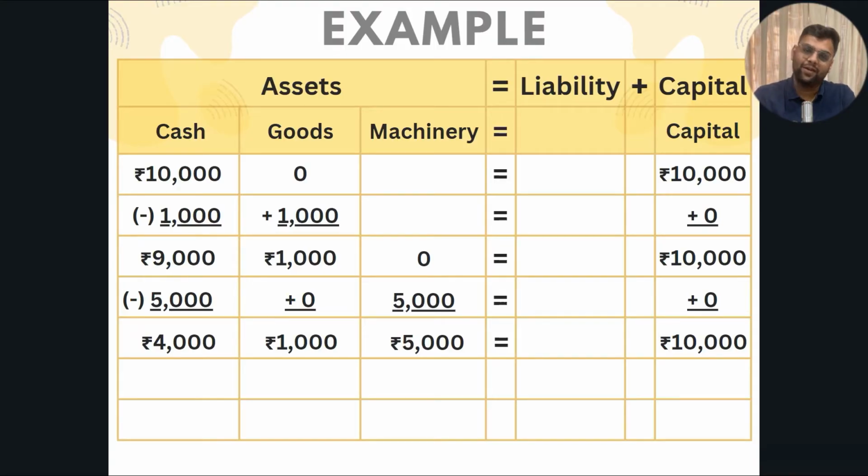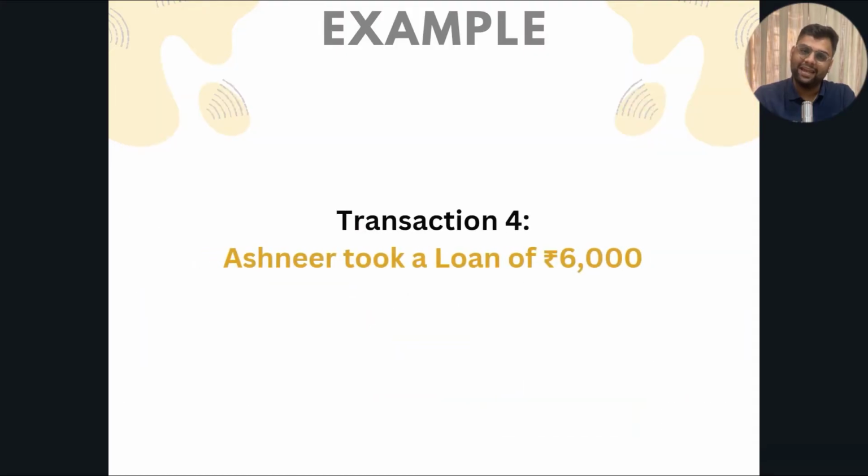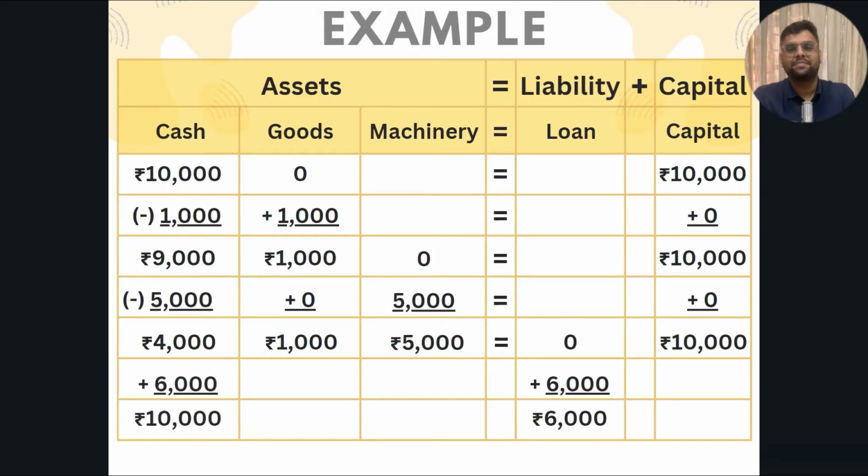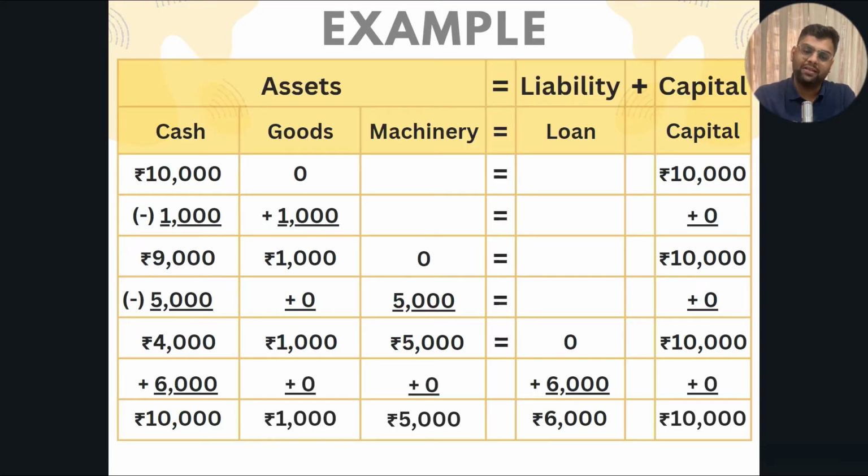capital rupees 10,000. And lastly, let's focus on transaction 4. Ashneer took a loan of rupees 6,000. So, from the business perspective, a new liability called loan increases. Loan increases by 6,000 and simultaneously cash balance increases by 6,000. Because if we borrow money from someone, our cash balance increases. There is no change in goods, no change in machinery, no change in capital, so they remain the same.